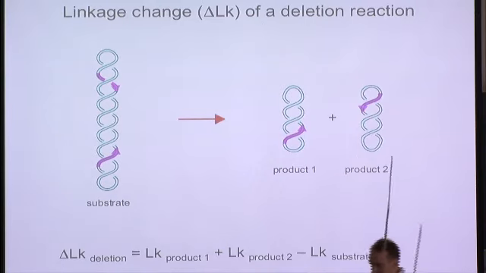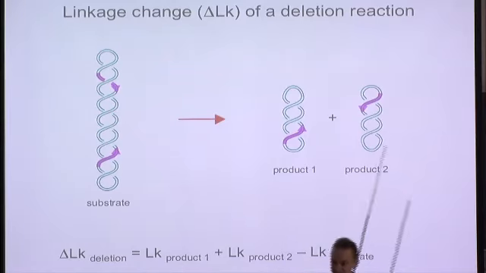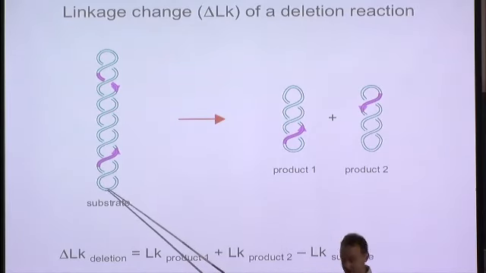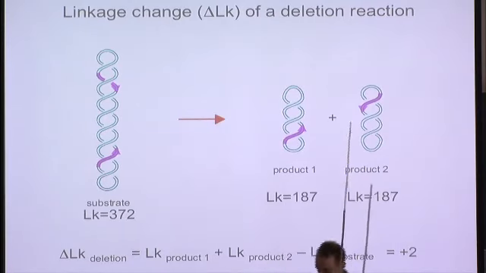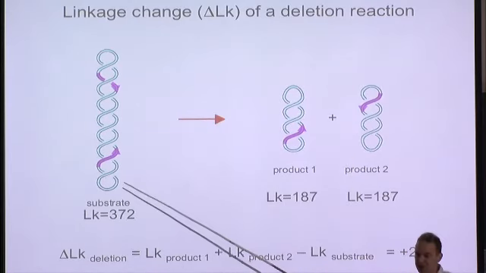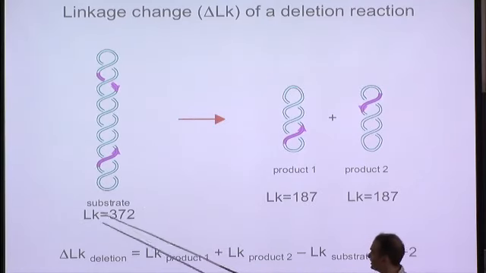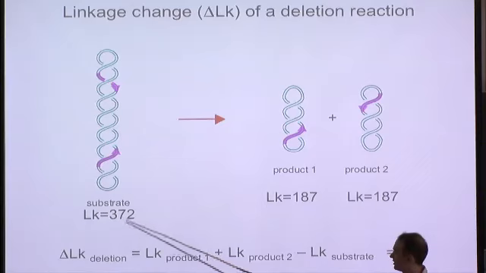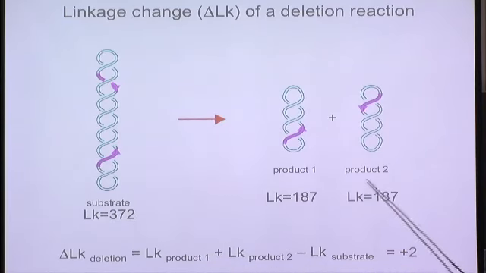Yeah. So the problem with that is it's very hard to determine the absolute linkage in a DNA molecule like this. This is typically a 4,000 base pair DNA molecule. If it's 4,000 base pairs long and has just these 8 negative supercoils that I've drawn in it, it's going to have an absolute linkage of the two strands around each other of something like 370, 372 I've calculated. And the two products will be about 187 each. And so that would give a linkage change of +2, if my arithmetic is correct.